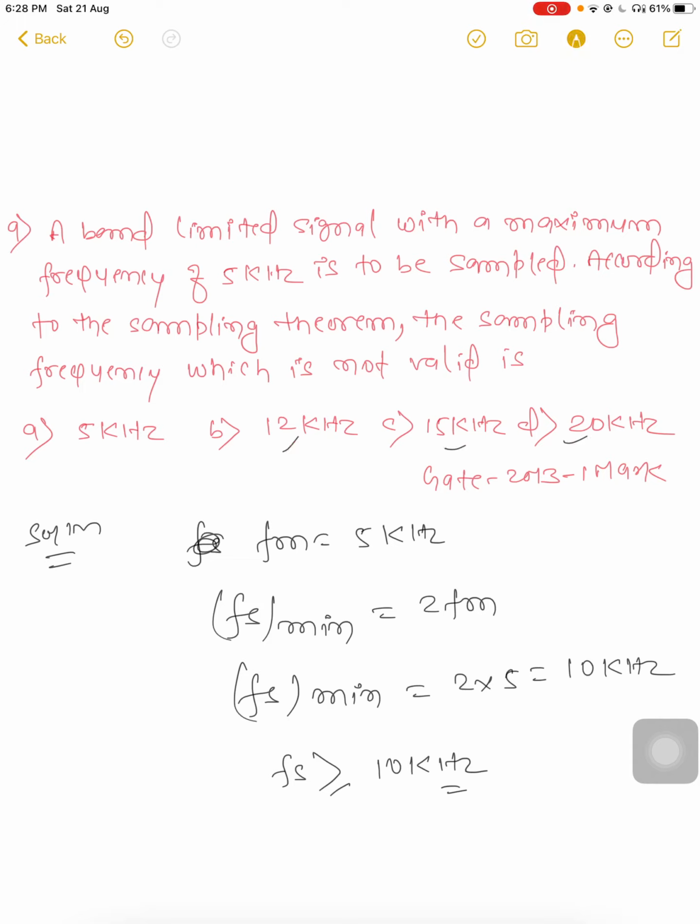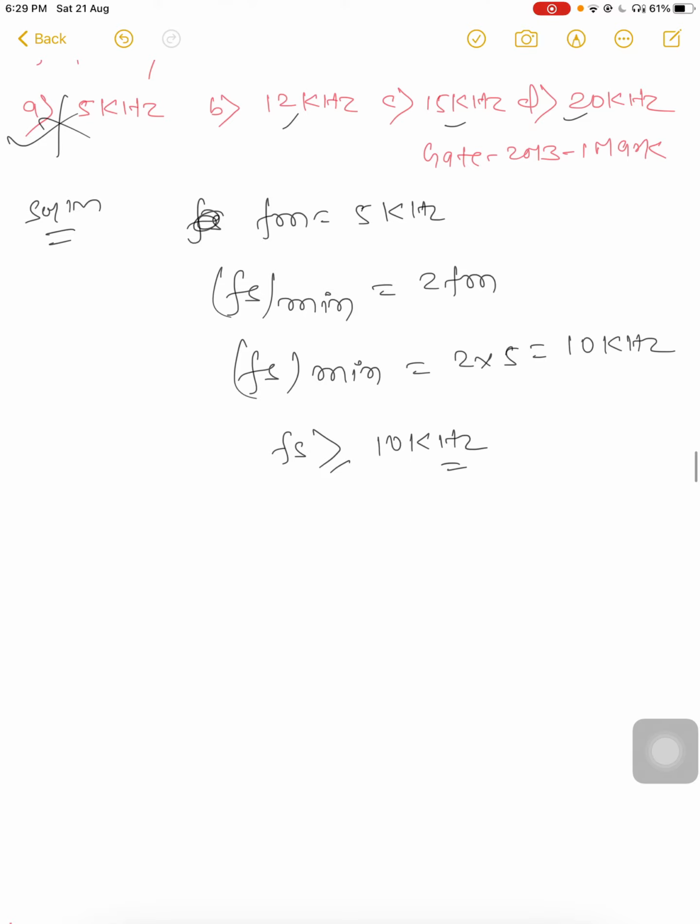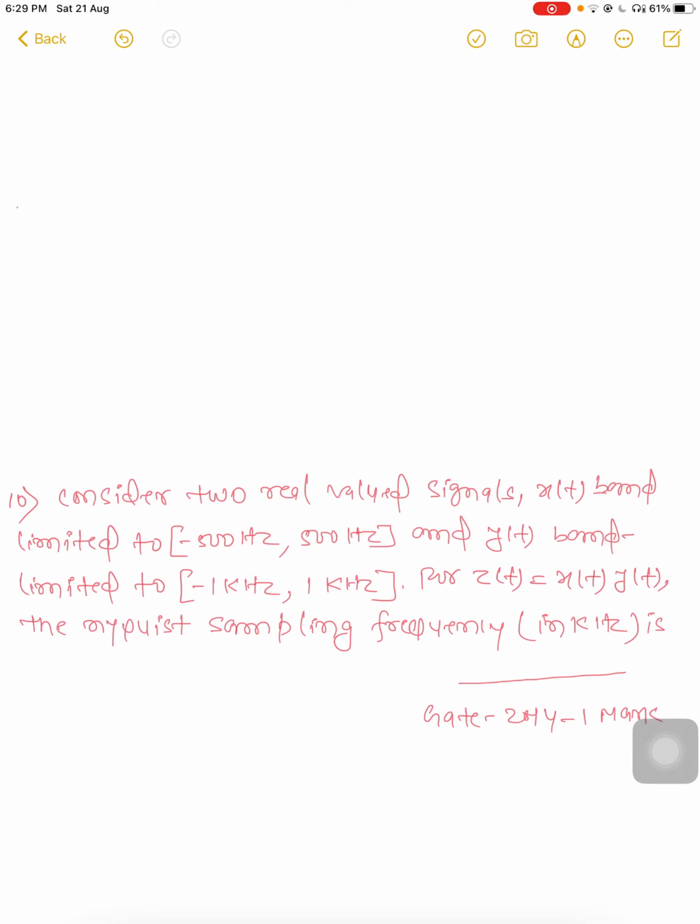Which one is not valid? 12 is greater than 10, 15 is greater than 10, 20 is greater than 10. So 5 is not valid. So the right answer will be A. Now coming to the next question.